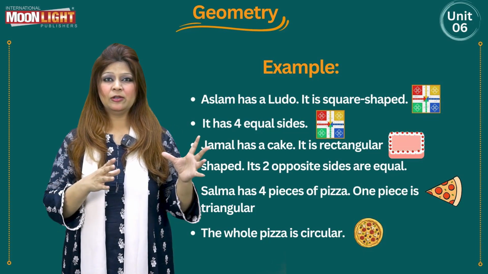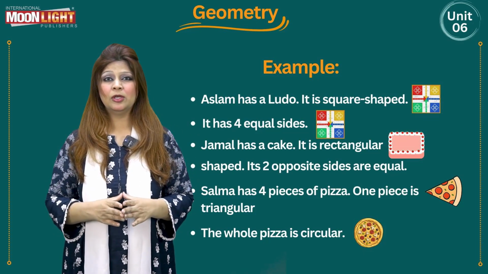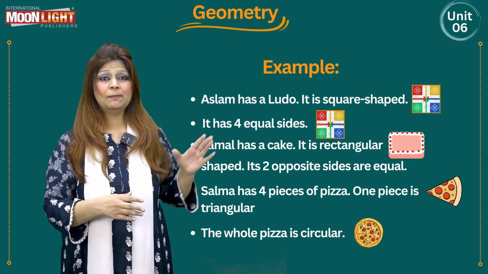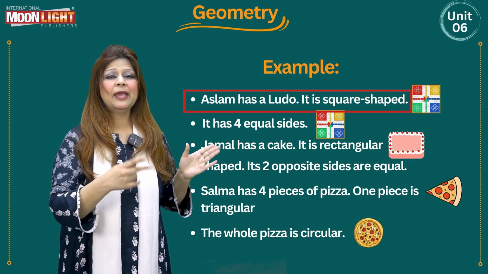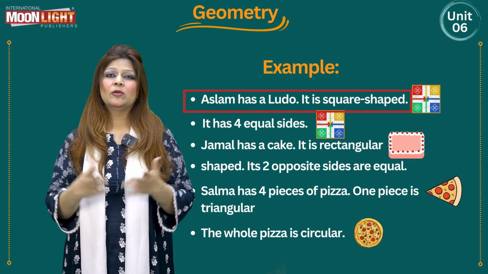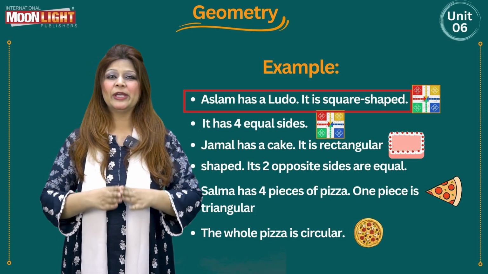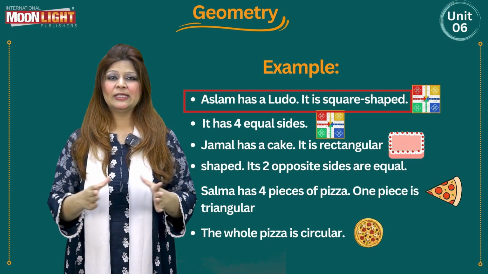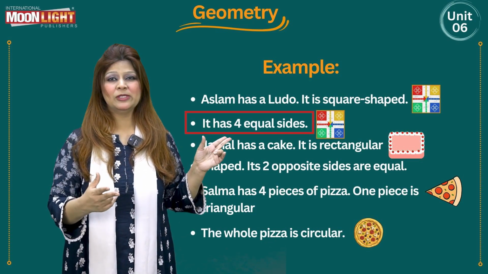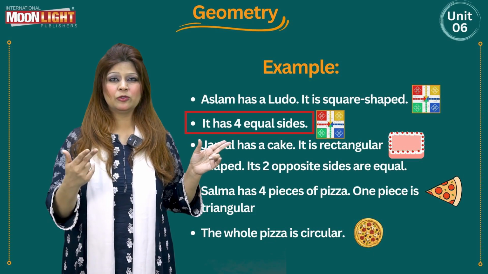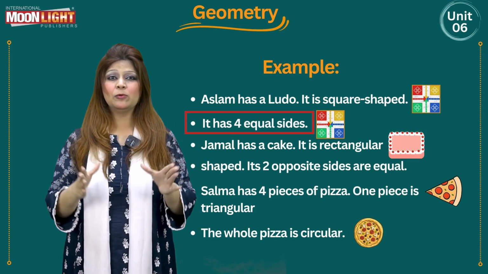Now I'm going to tell you some real-life examples. So here you have to note down an example. The example over here is: Aslam has a Ludo board. It is of this shape. You can just check this figure out. Yes, this one is a square shape. So right now I can say that it has 4 equal sides. Whenever we are talking about a square, it means we are going to have 4 equal sides.